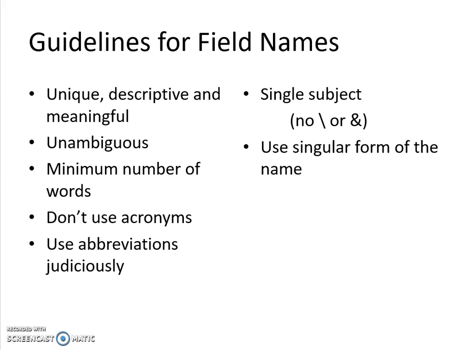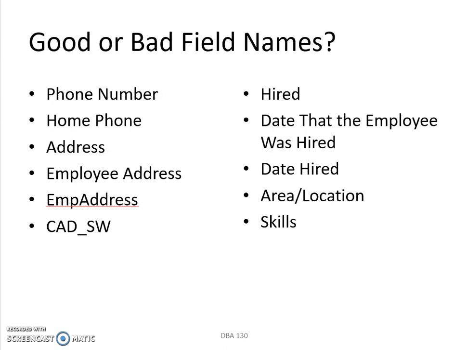Do not use acronyms, and use abbreviations judiciously. Do not use words that could confuse the meaning of the field name. Example, digital identification code number would be better as identification code or identification number. Do not use a name that identifies more than one characteristic. Examples, area or location, phone/fax. Those should be separate fields. And finally, use the singular form of the name. So, are these good or bad field names?